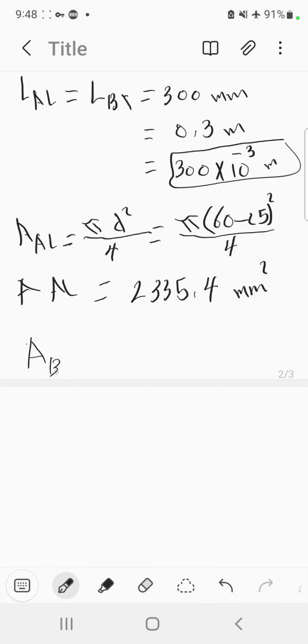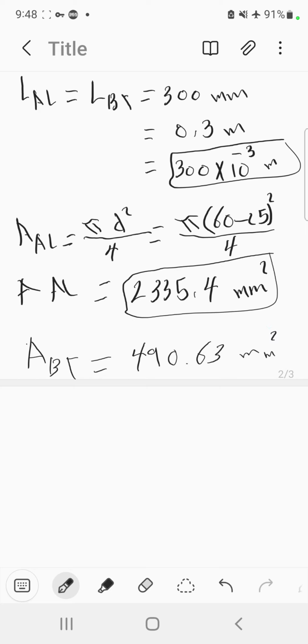Now the same thing also for the brass. We will do the same here, and we're going to get 490.63 millimeter square.